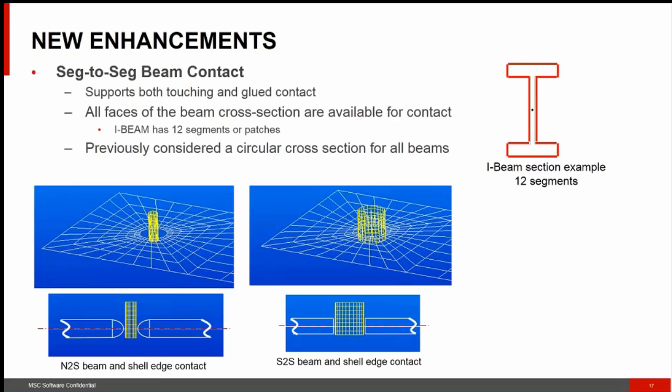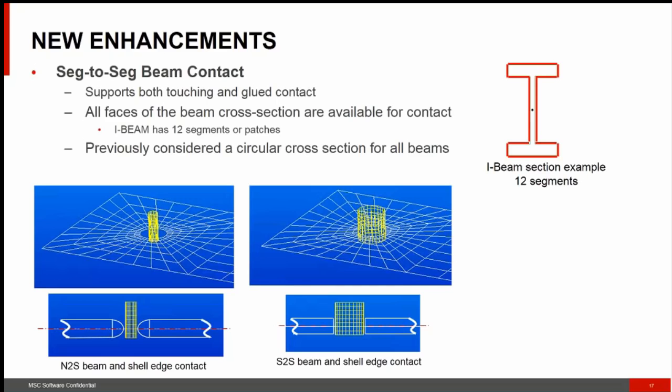So that's why it was considering all the beams to have a circular cross-section. But with the new option in MSC Nastran, I think this was in 2016, all beam cross-sections are to be considered properly. You can see here on the image on the right-hand side, the lower image for the segment-to-segment beam and shell edge, we see the proper cross-section is defined.